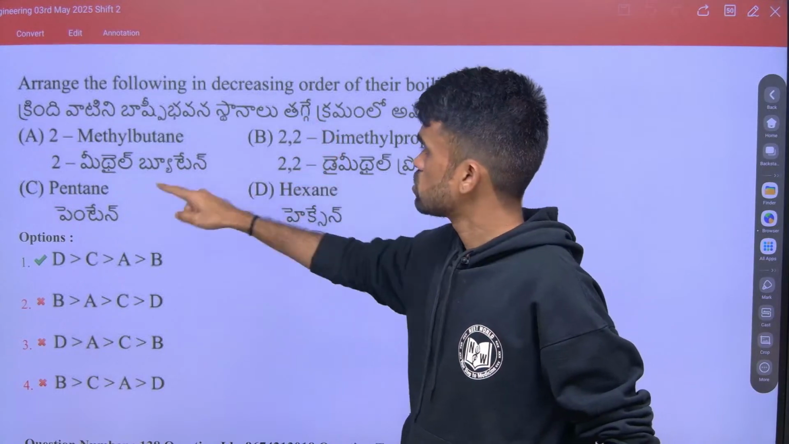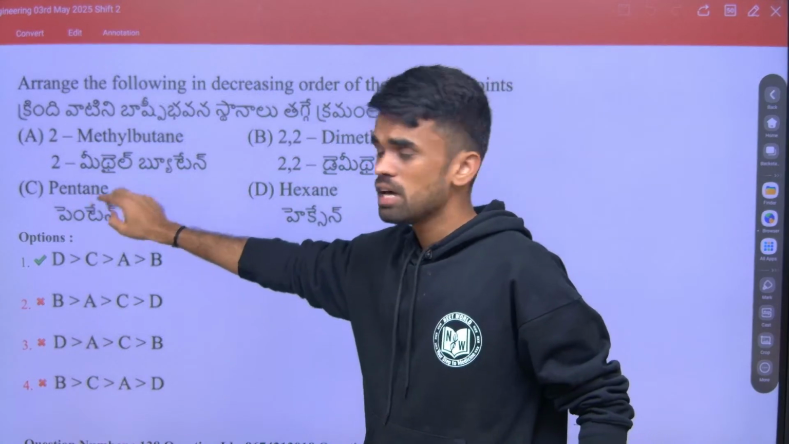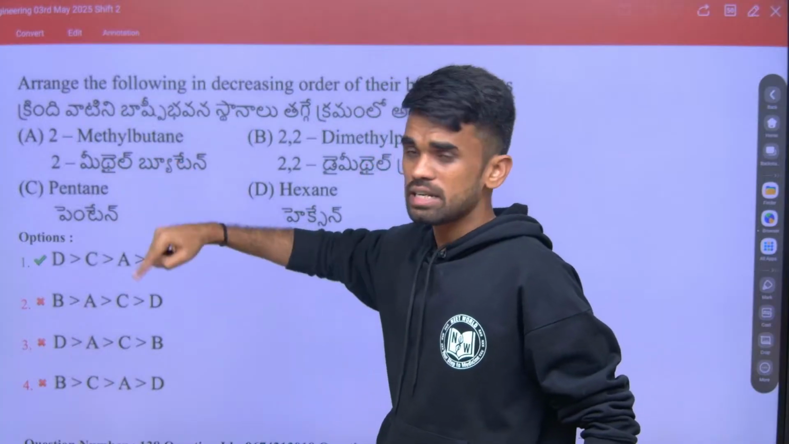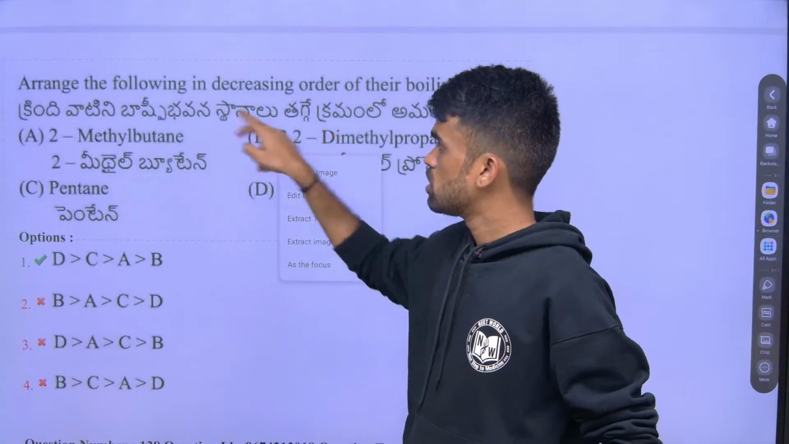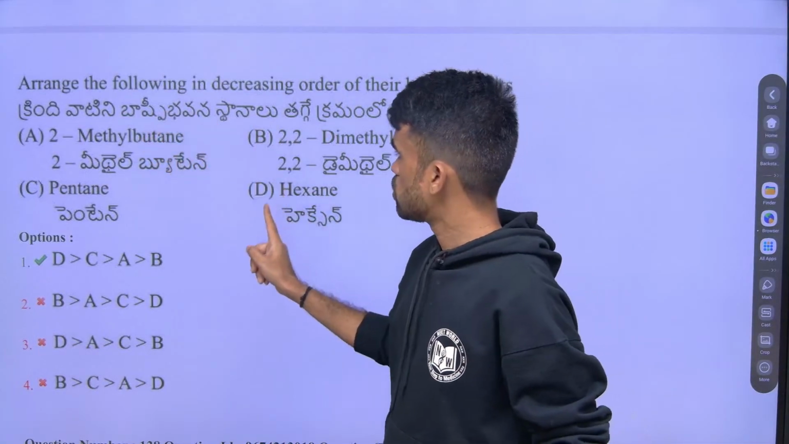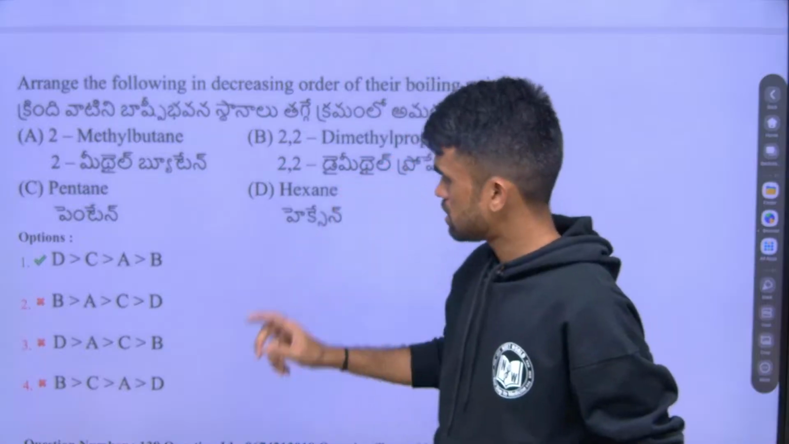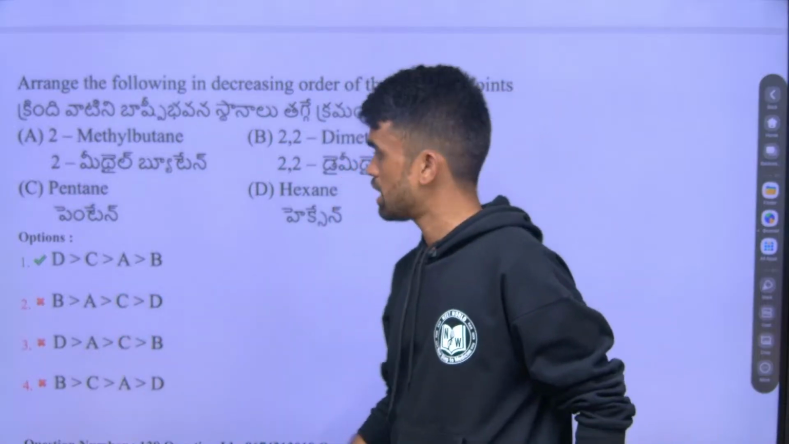Okay. So D, next C. Out of these two, the straight chain is longer here when compared with B. So that's why A is more than B. So D, C, A, B is the answer. D, C, A, B. That is the second option here.